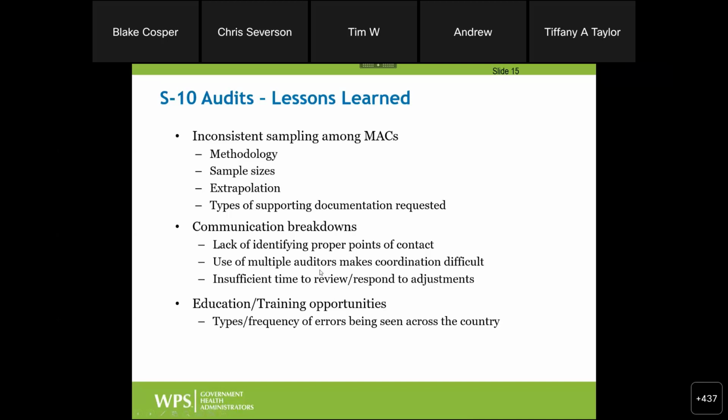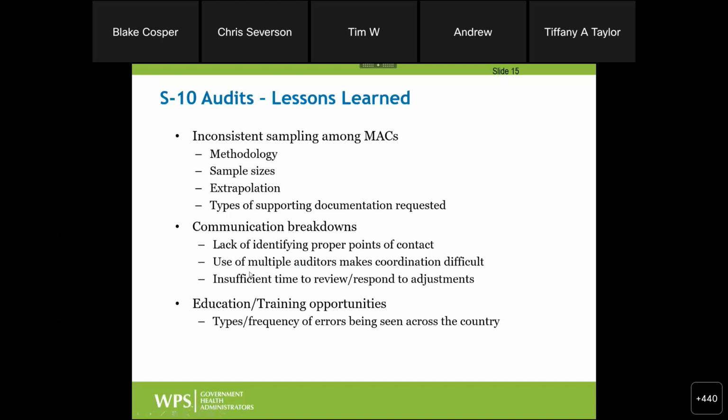And part of that's just the necessity of the situation. I mean, we can't possibly have one auditor working on a chain that has 20 or 30 providers. That's just not feasible. So we do have quite a few auditors we have to spread this work across, because S-10 is not the only thing they're doing. They also have the desk reviews, the audits.